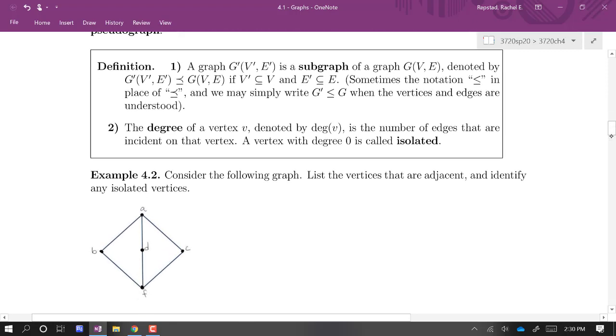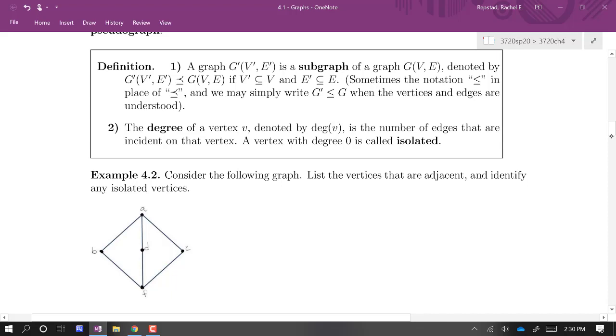A subgraph of a graph is, first of all, a graph itself, and it just has to be taken from the vertices and edges that are already there. You can't grab an edge without also grabbing the vertices that are connected to that edge. So you can't have an edge that leads to nowhere, but you just take a collection of vertices and edges that were part of the original graph, and that's a subgraph.